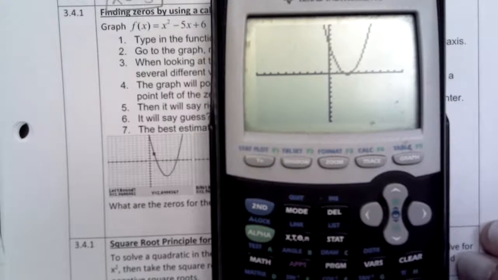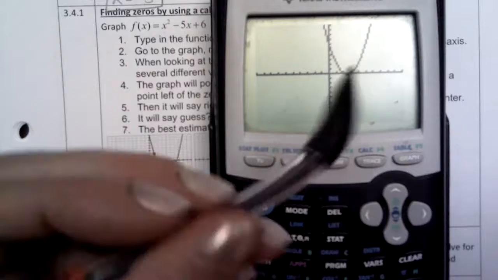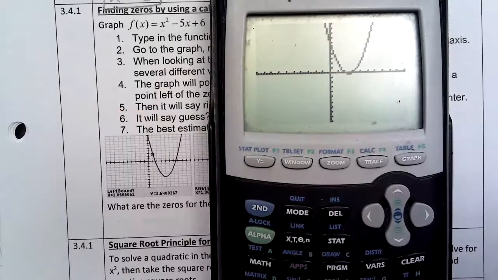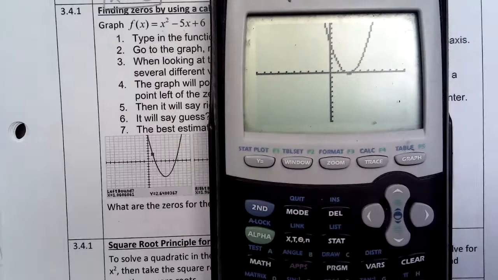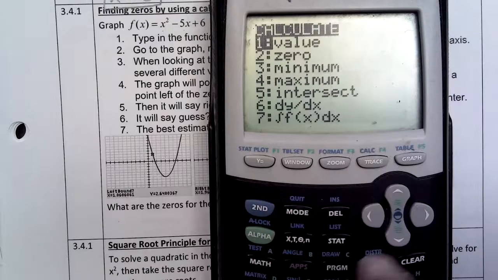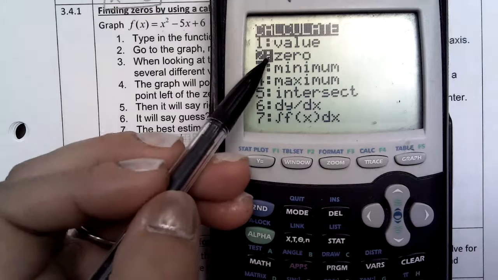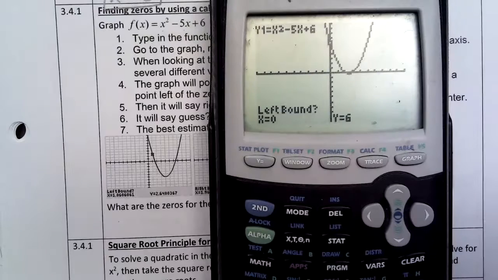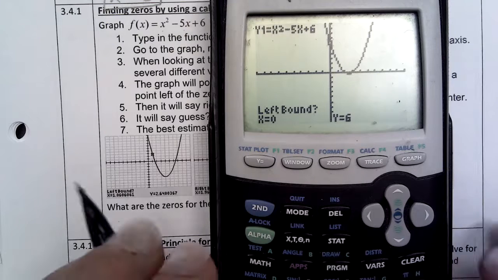Okay. But now I need to figure out exactly where it touches, because if you look at it here, it looks like it touches in particular spots, but I'm not 100% sure where exactly it touches. Okay, so now I'm going to go to second, calculate, and number 2 there says 0. That's the one I want to choose. So I'm going to click, oh, not negative, so I'm going to click enter on that. Okay, so now here's the tricky part.